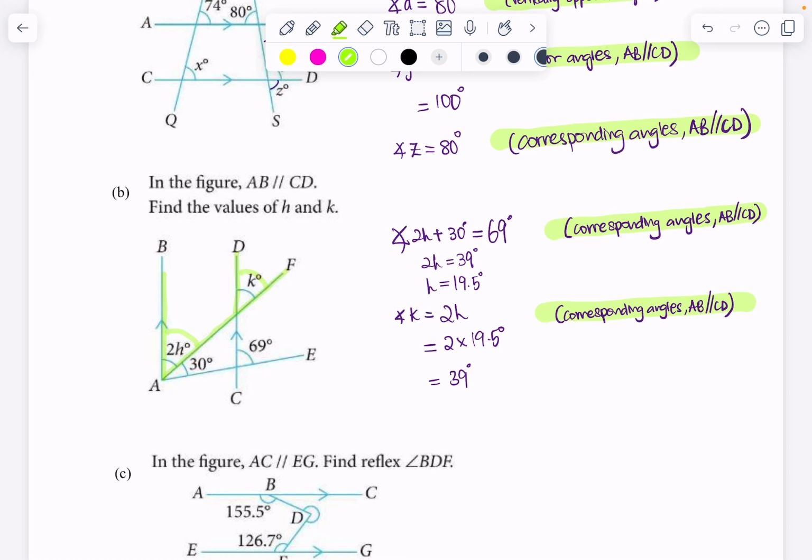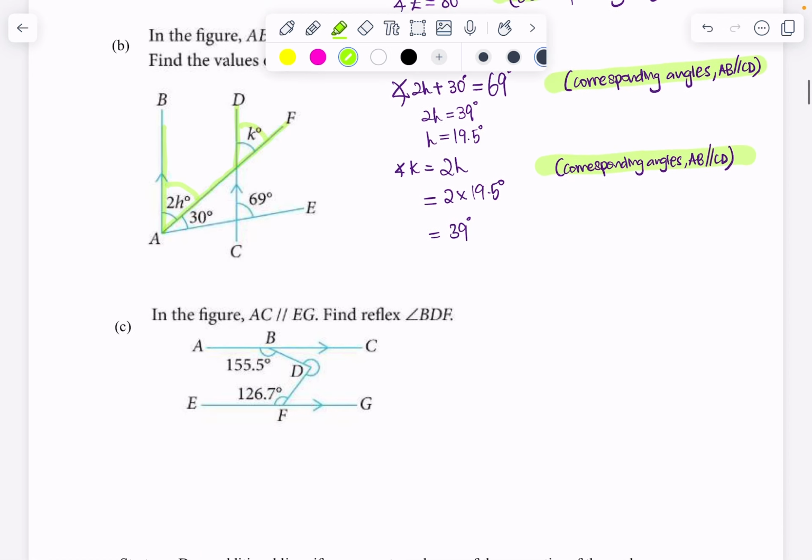Next, let us look at example 2C. For this question, again, you may want to pause the video and try the question on your own before looking at the solution. Now, let us look at how to find the reflex angle BDF in this diagram.